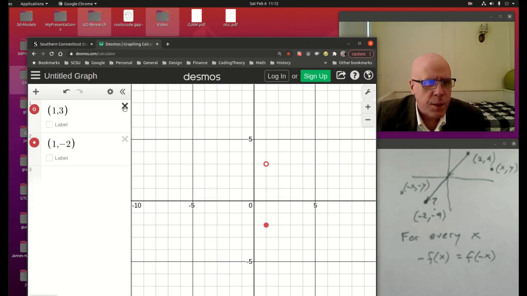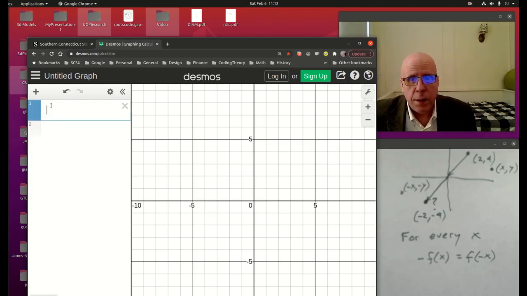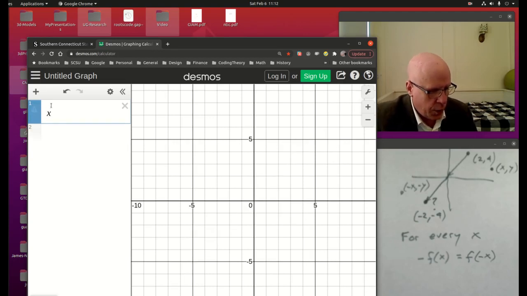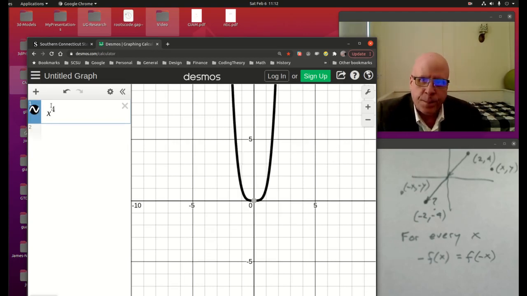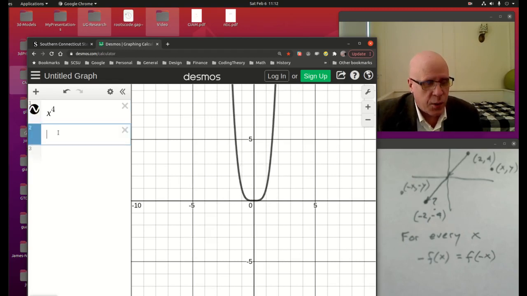Let's kill off some of this stuff, and I want to draw for you some graphs that have x to powers, like x to the even number 4. What kind of symmetry do you see on this graph? Hopefully you see its symmetry across the y-axis. A point here and a point here have the same y-coordinate. So they have negatives of the x. You know what, I can actually draw these points.